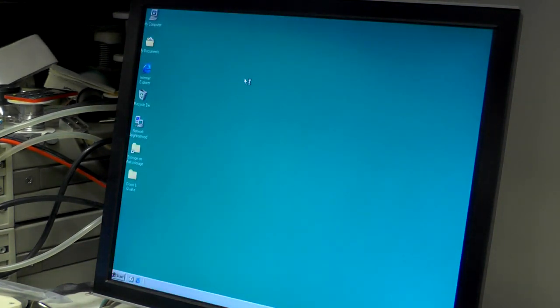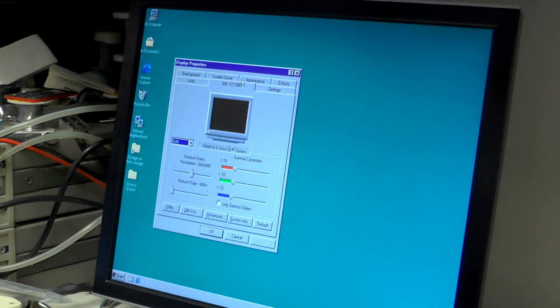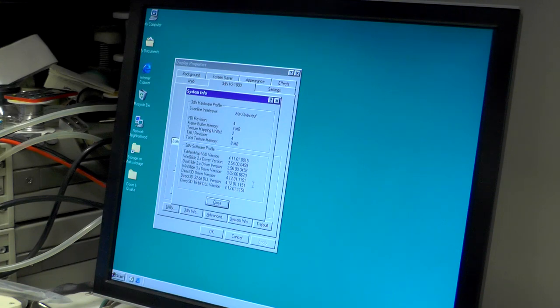Right, so we go to 3DFX tab. System info. Framebuffer memory, 4 MB. Texture mapping units, 2. TMU revision, 4. Total texture memory, 8. Looks like we have a winner.